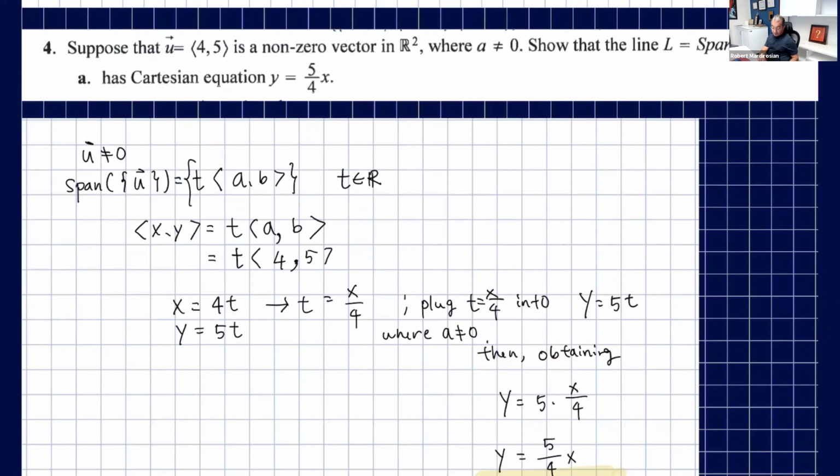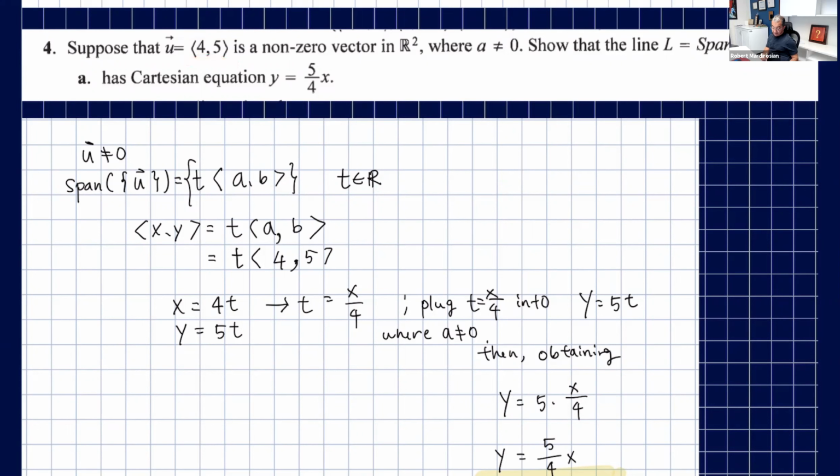So suppose that U is a non-zero vector, and A, well, that's maybe the first component. You don't have to worry about that. It's not equal to 0. Show that the line L, the span of U, has the Cartesian equation y equals 5/4 x. That's pretty easy. The span of U is t times (A, B), so in this case it's going to be t times (4, 5), the components of that vector.